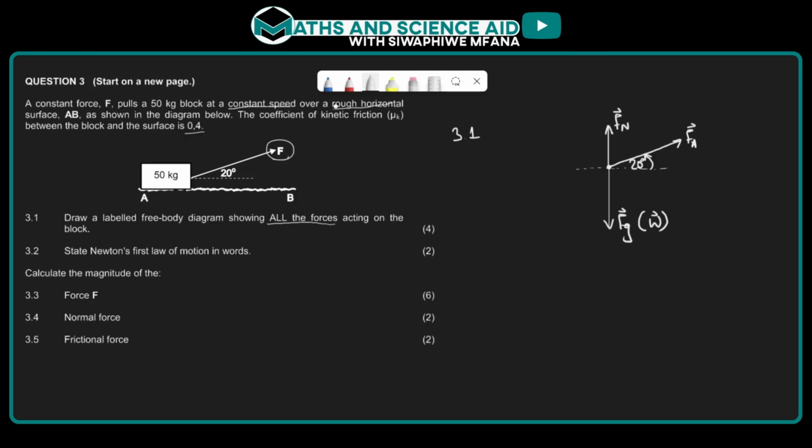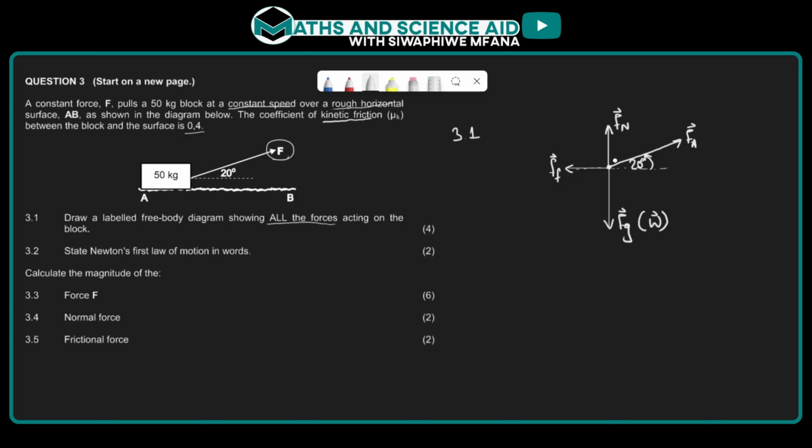And in addition, in the statement, we were told that this is a rough horizontal surface, and they even gave us the coefficient of kinetic friction, which means that this object will experience some friction. And the direction of the friction is always opposite the direction of the applied force, or opposite the motion of the object. And so this will be our frictional force. And therefore, this would be our free body diagram showing all the forces acting on the 50 kilograms block.